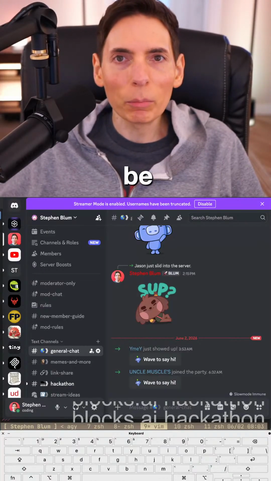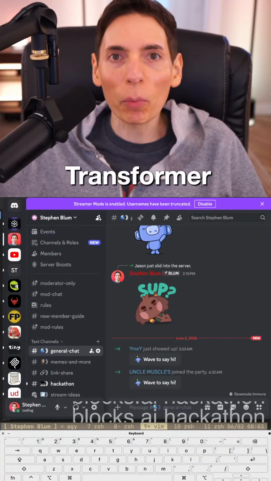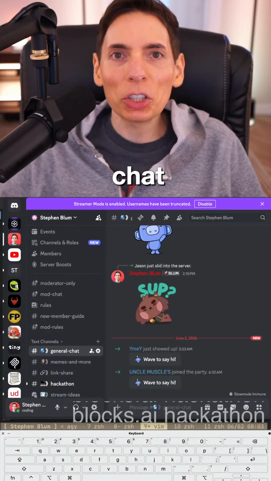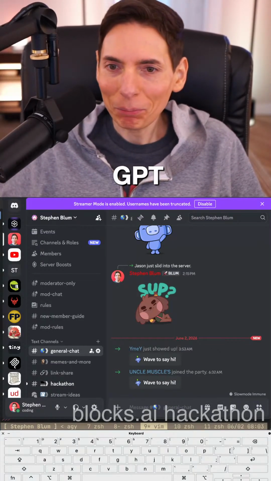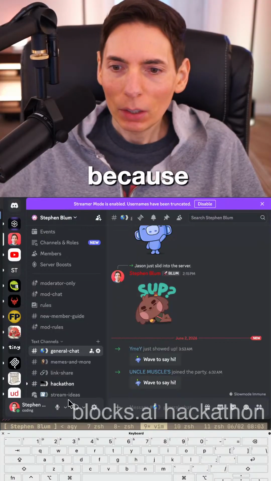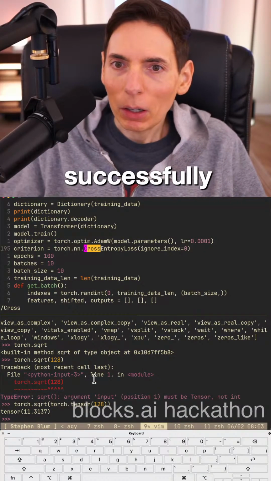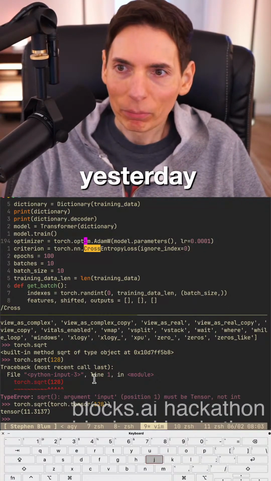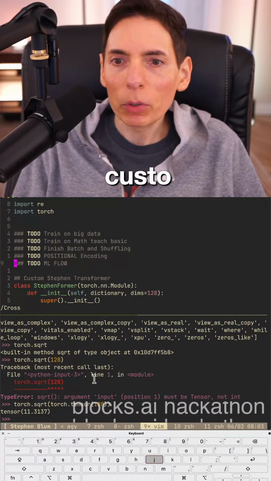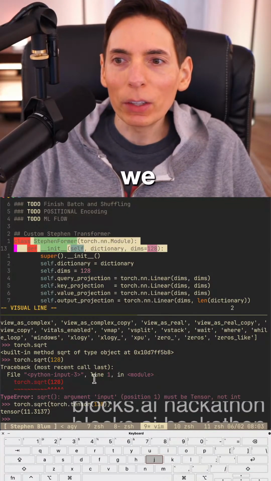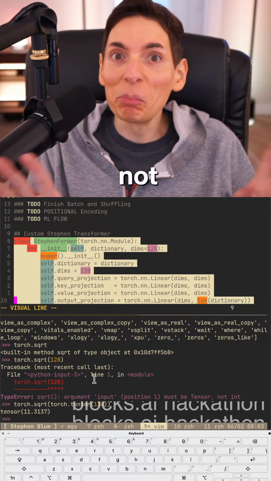Happy Tuesday. We're going to be continuing our transformer. We're going to be building ChatGPT, a little mini ChatGPT. I'm really excited about this because we successfully got started yesterday building our own custom transformer. We have not completed it yet.